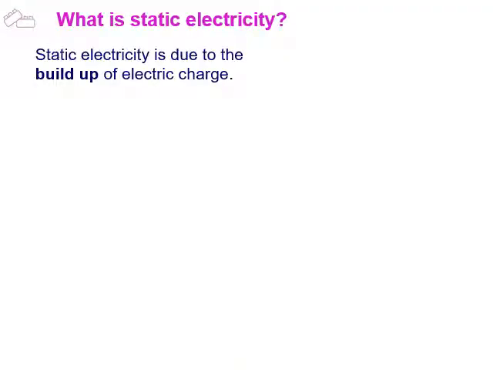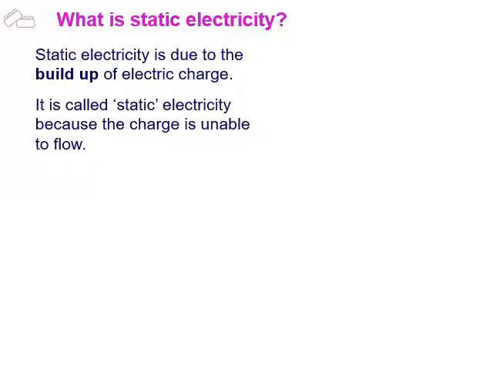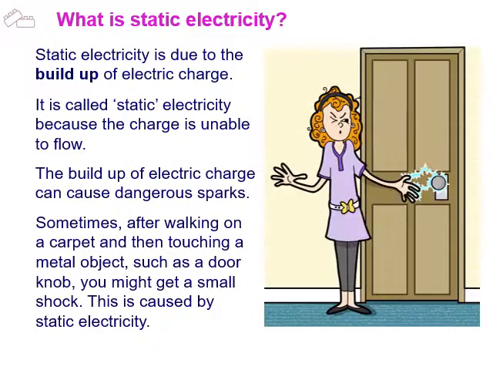So static electricity is due to the build-up of electric charge. It's called static electricity because the charge is unable to flow. So when we're talking about something being static, we're talking about it not moving. It might have been the case that if you're walking on a carpet, or if you've been on a trampoline, which is another good example that I find a lot of students have done, then when you've gone from the trampoline or the carpet and touched a metal door handle, you feel what they refer to as being an electric shock. The more accurate term would be a static shock, but I understand why people would say that.